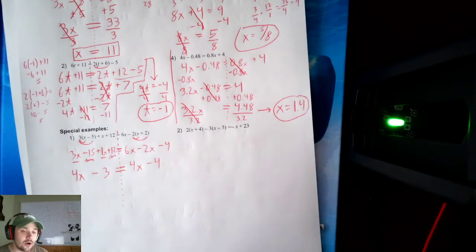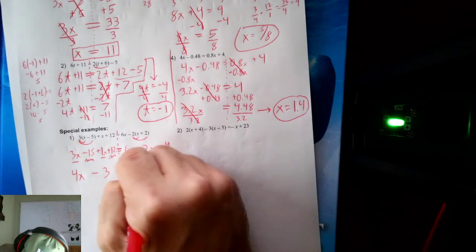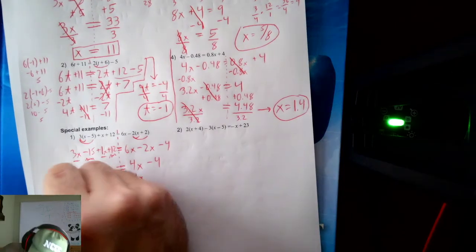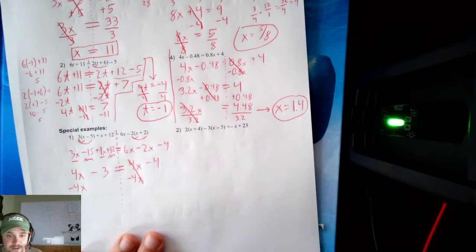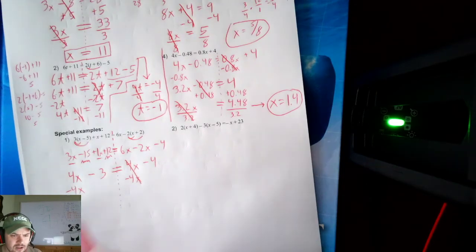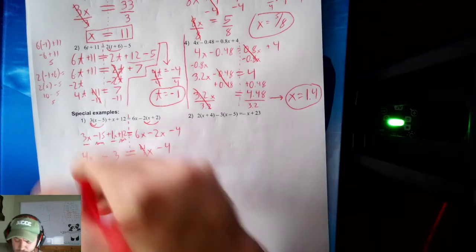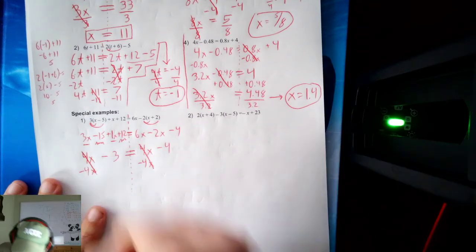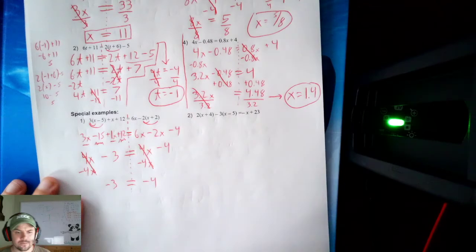Now we want to get all of our x terms on one side. I've got 4x here, so I can subtract 4x from it. But if you do it to the right, you have to do it to the left. Now on the right, they cancel out, don't they? 4x minus 4x cancels out. That happens on the left too, doesn't it? 4x minus 4x, we cancel out. And I'm left with negative 3 equals negative 4.